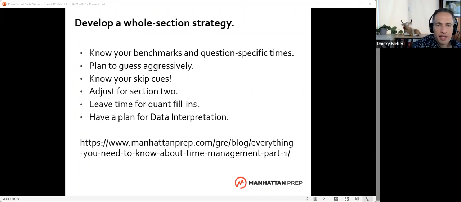But the basic idea is that you want to get used to section specific benchmarks and you want to apply those. And this is one of the most important things you can do to get better at this test. All the time I'll talk to people who say, well, I took a test and it was pretty good, but I ran out of time.